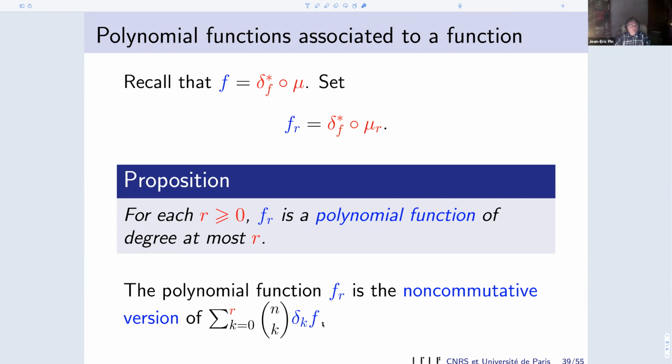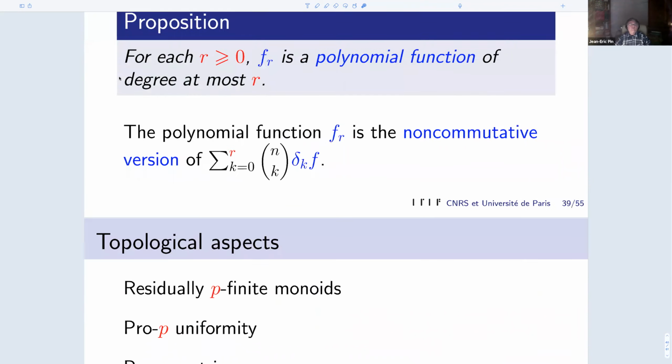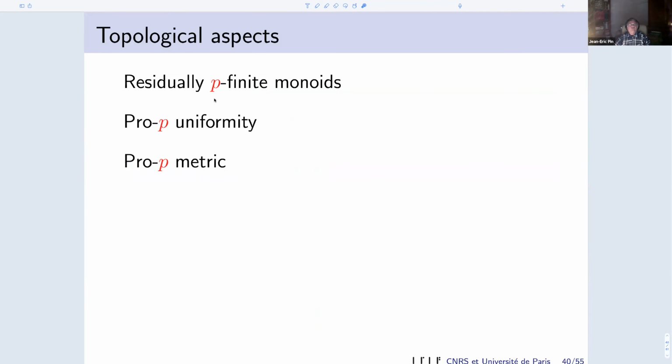So I think I'm finished with the combinatorial aspect, but now let me switch to the topological aspect. What I want to define are residually p-finite monoids, the proper uniformity and the proper metric, in order.